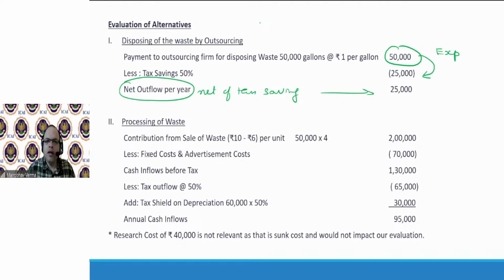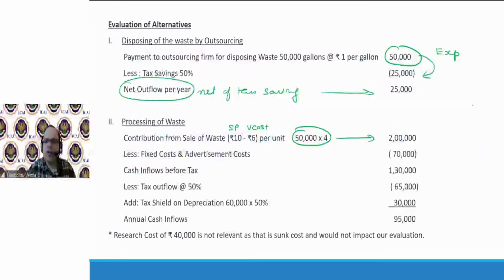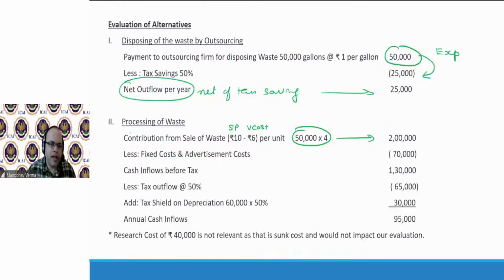Now, going on to assess what is happening then. We have a contribution from sale of waste, like 10 rupees was the selling price. Variable cost is 6 per unit. 50,000 gallons every year. So my contribution is coming at 2 lakhs. This information is given in the question itself. Selling price is 10, right at the top, first paragraph, selling price is given, and then variable cost is given. So contribution is 2 lakhs. They've given a fixed cost and advertising cost, right? Fixed cost is 50,000, advertisement cost is 20,000.